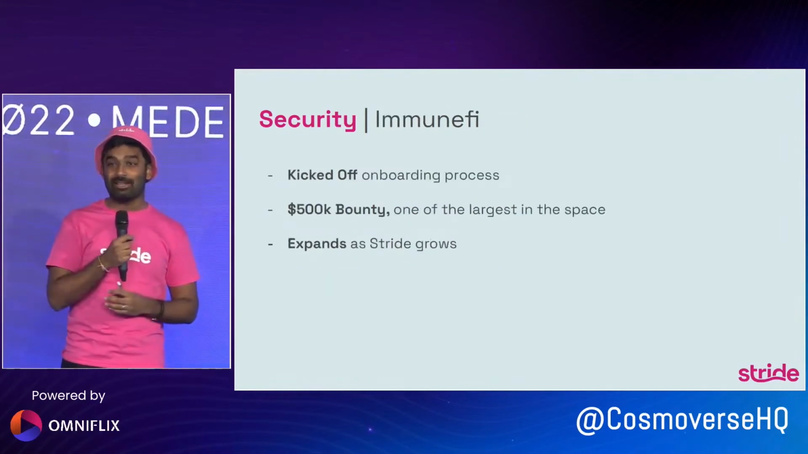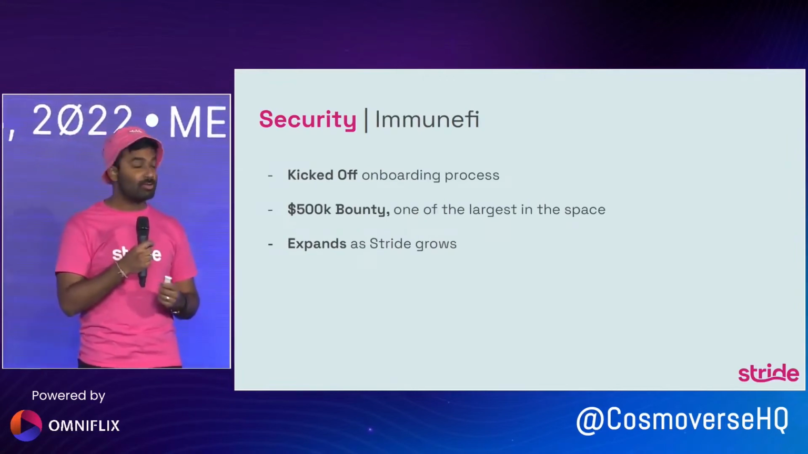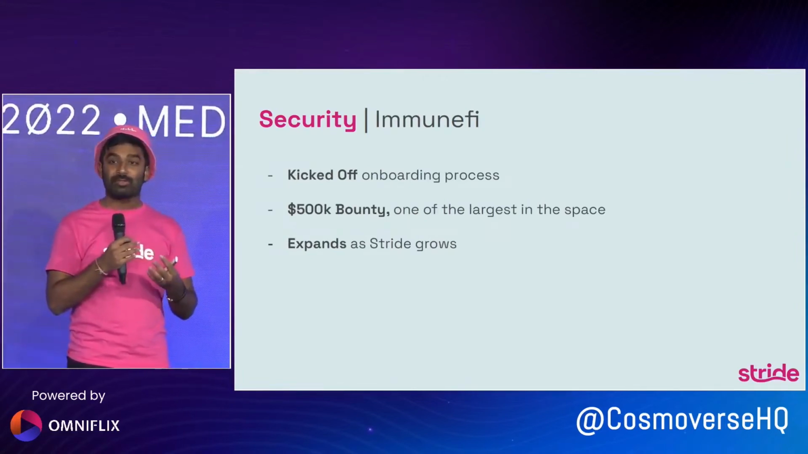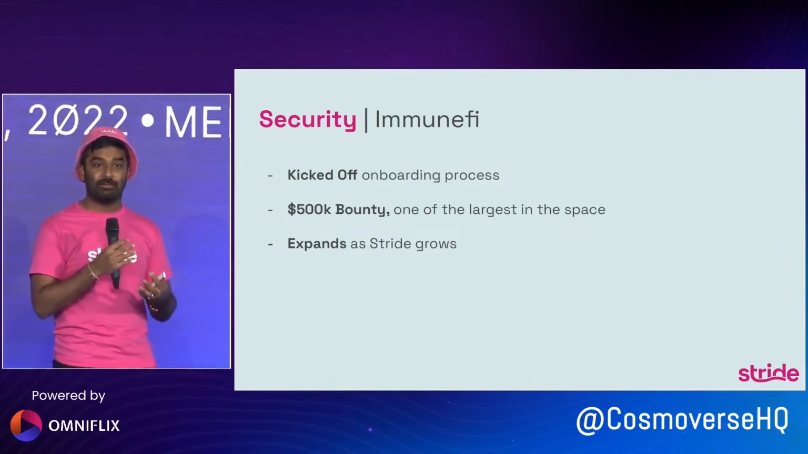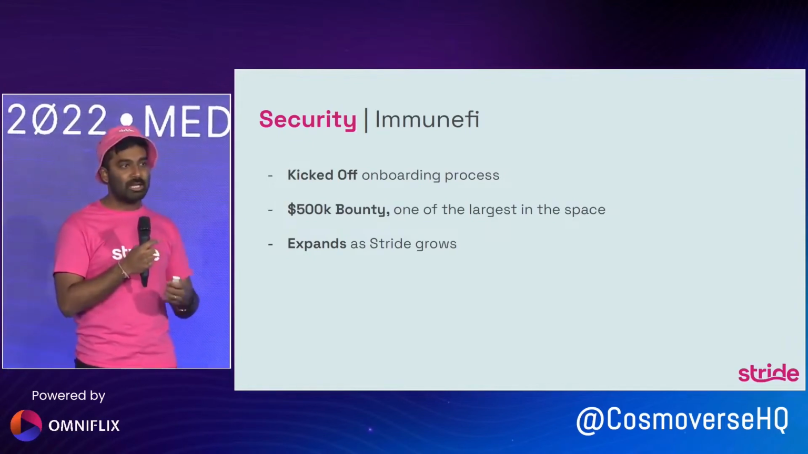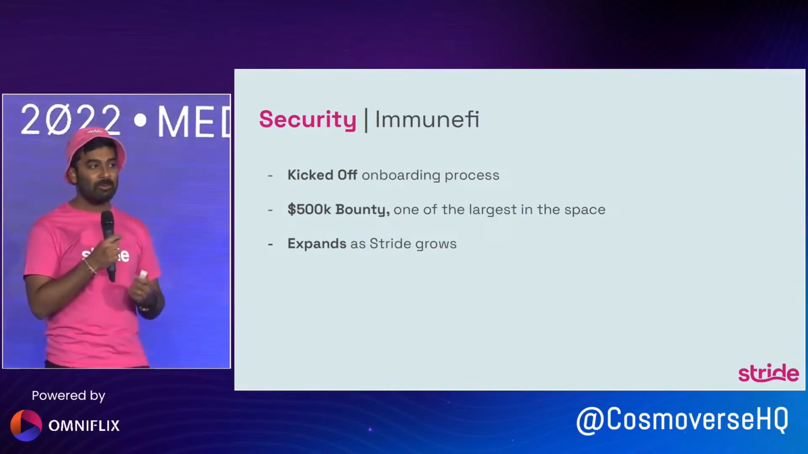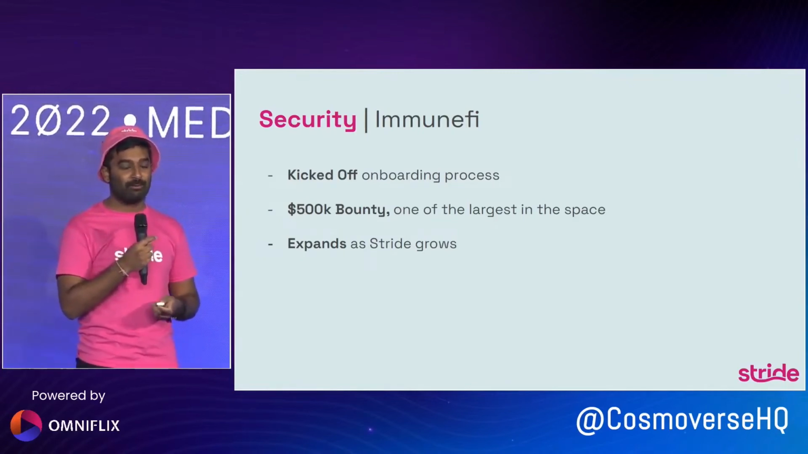The next thing that we're really excited to announce is we've been talking to Immunefi and we want to unveil our partnership with them. So Stride is launching one of the largest bug bounties in all of Cosmos, a $500,000 bug bounty to try to find and fix any critical flaws with the Stride chain. We just kicked off this onboarding process last week. We expect to be done in the next few weeks, and then we can be fully onboarded onto Immunefi's platform.